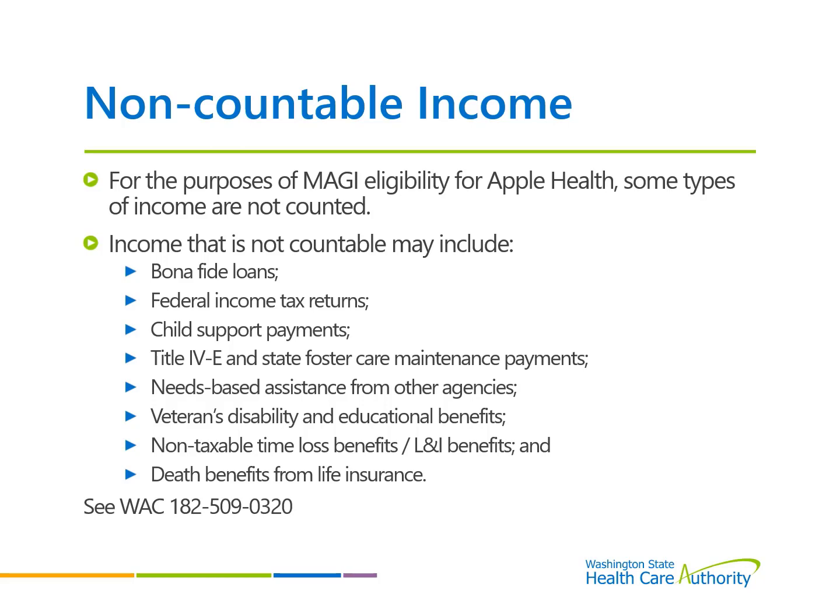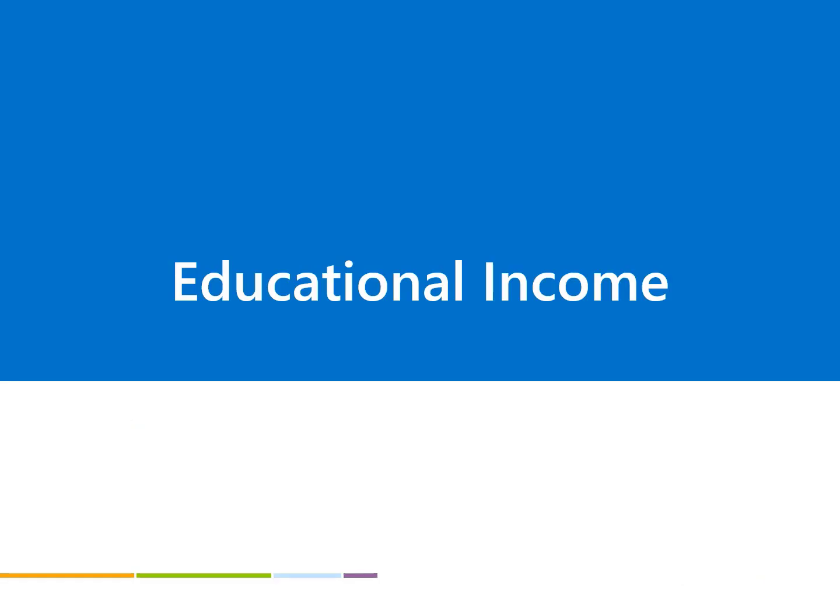Income that is not countable may include bona fide loans, child support payments, needs-based assistance from other agencies, veterans disability and educational benefits, L&I benefits, and death benefits from life insurance. For more information, see WAC 182-509-0320.